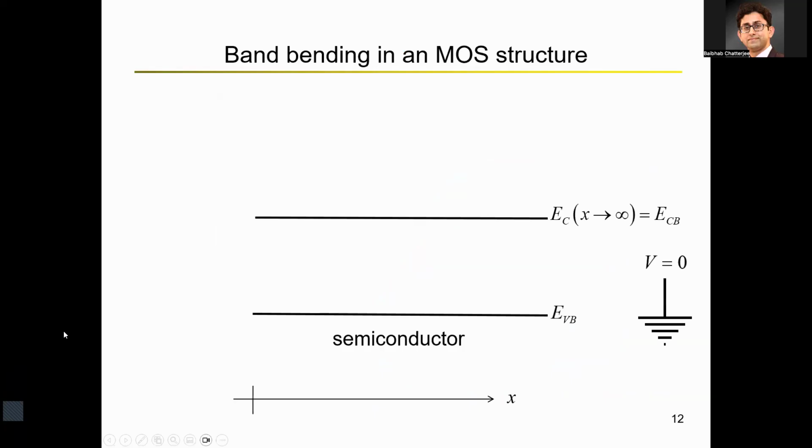All right. So in today's lecture, we're going to look at the formula for these three regions. And to understand that, first we'll take a look at an intuitive approach, looking at the energy band diagrams in a MOS structure. And then we are going to take a look at a mathematical approach as well.